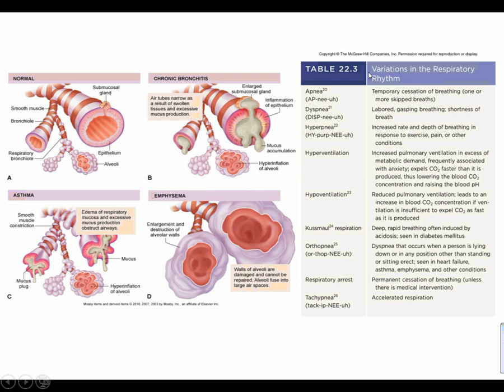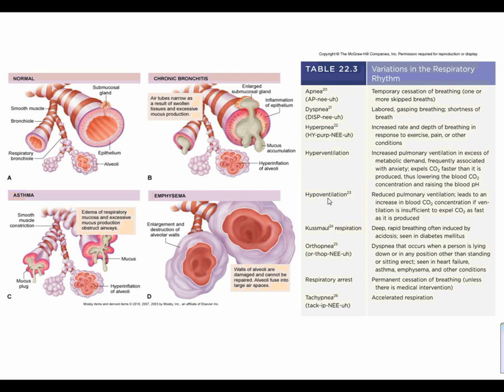Over on the right, table 22.3 is a table actually I snagged from a different textbook. It describes some variations in respiratory rhythm, so it's not necessarily a pulmonary disorder. These are things that we all experience, not all of these, but we've all experienced hyperventilation, hypoventilation. This is something that's very important for regulating pH. You guys remember what prefix hyper and hypo mean? Hyper is high, hypo is low, so hyperventilation would be an increased breathing rate.